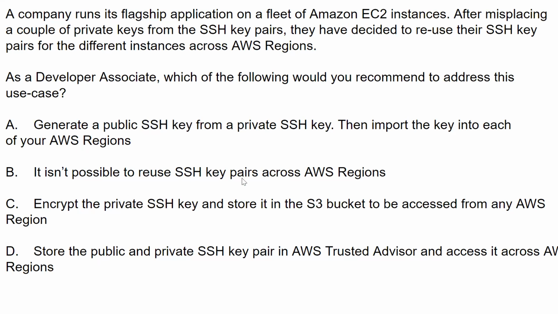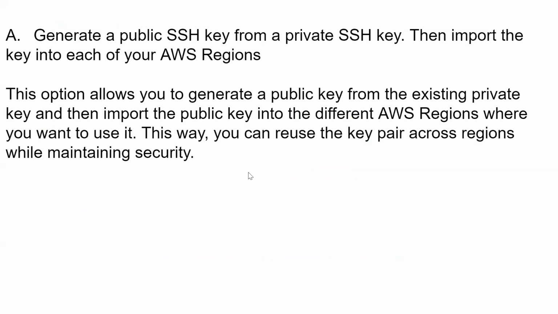Okay, so they're misplacing a couple of private keys. All right, A, generate a public SSH key from a private SSH key, then import the key into each. So this allows you to generate a public key from the existing private key, and then you can import it to the different AWS regions.